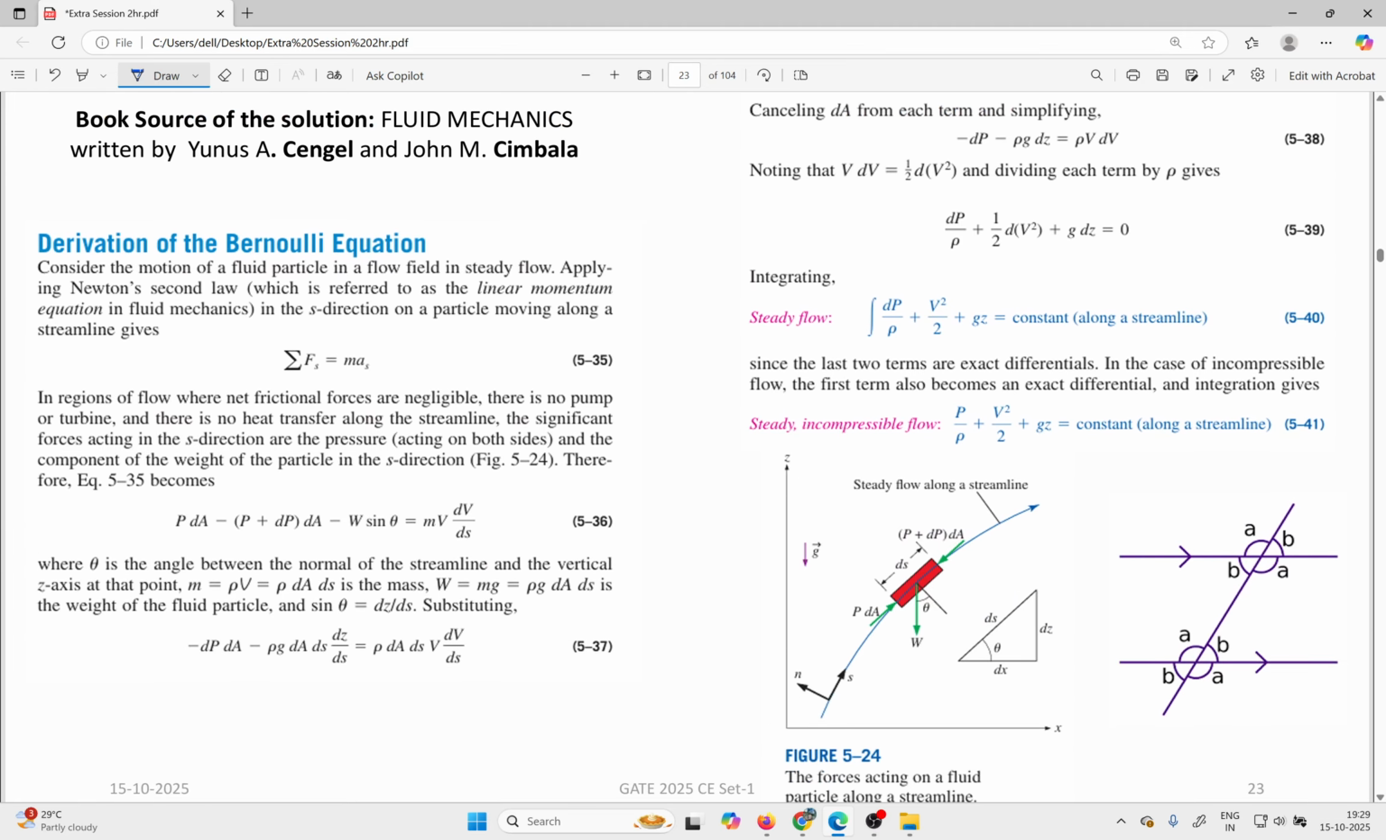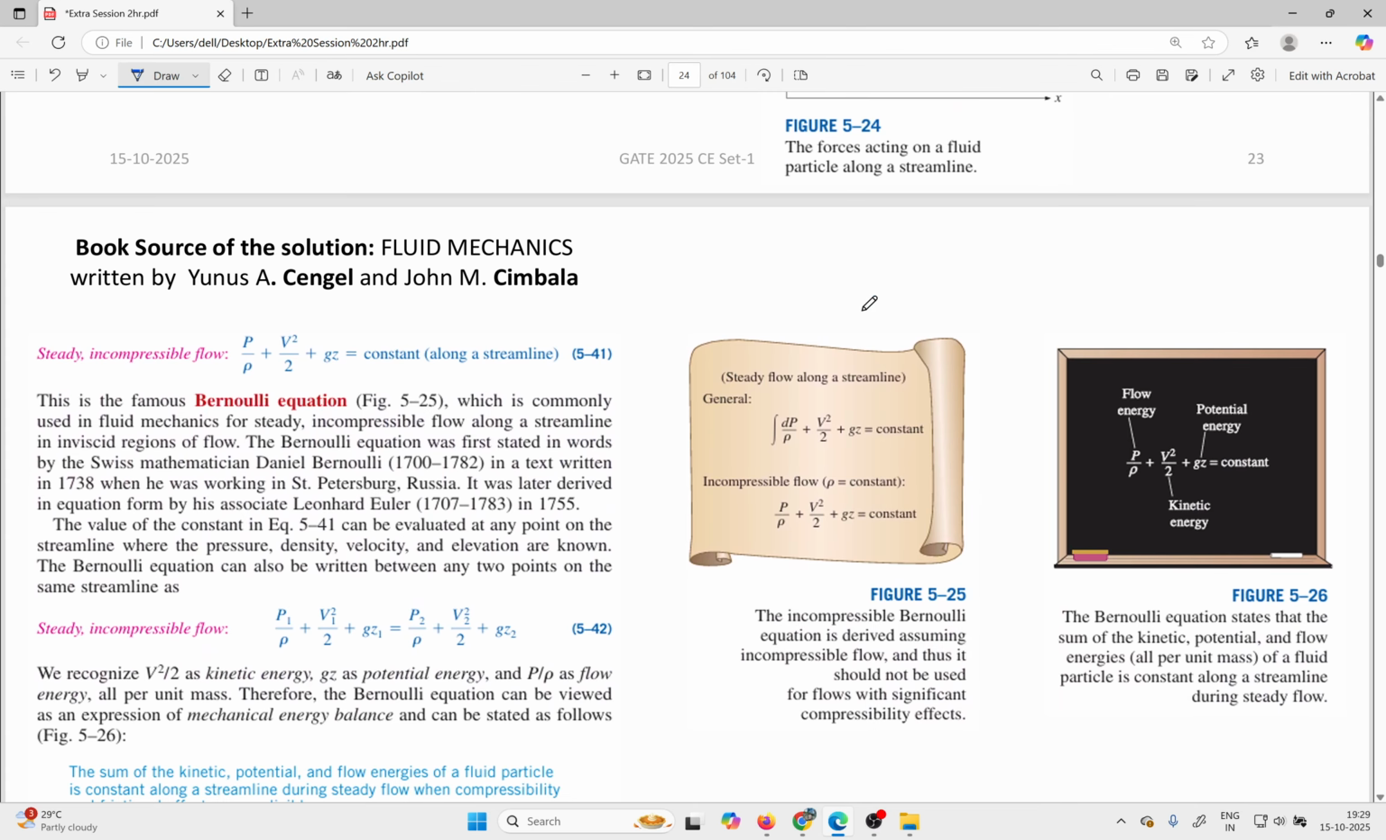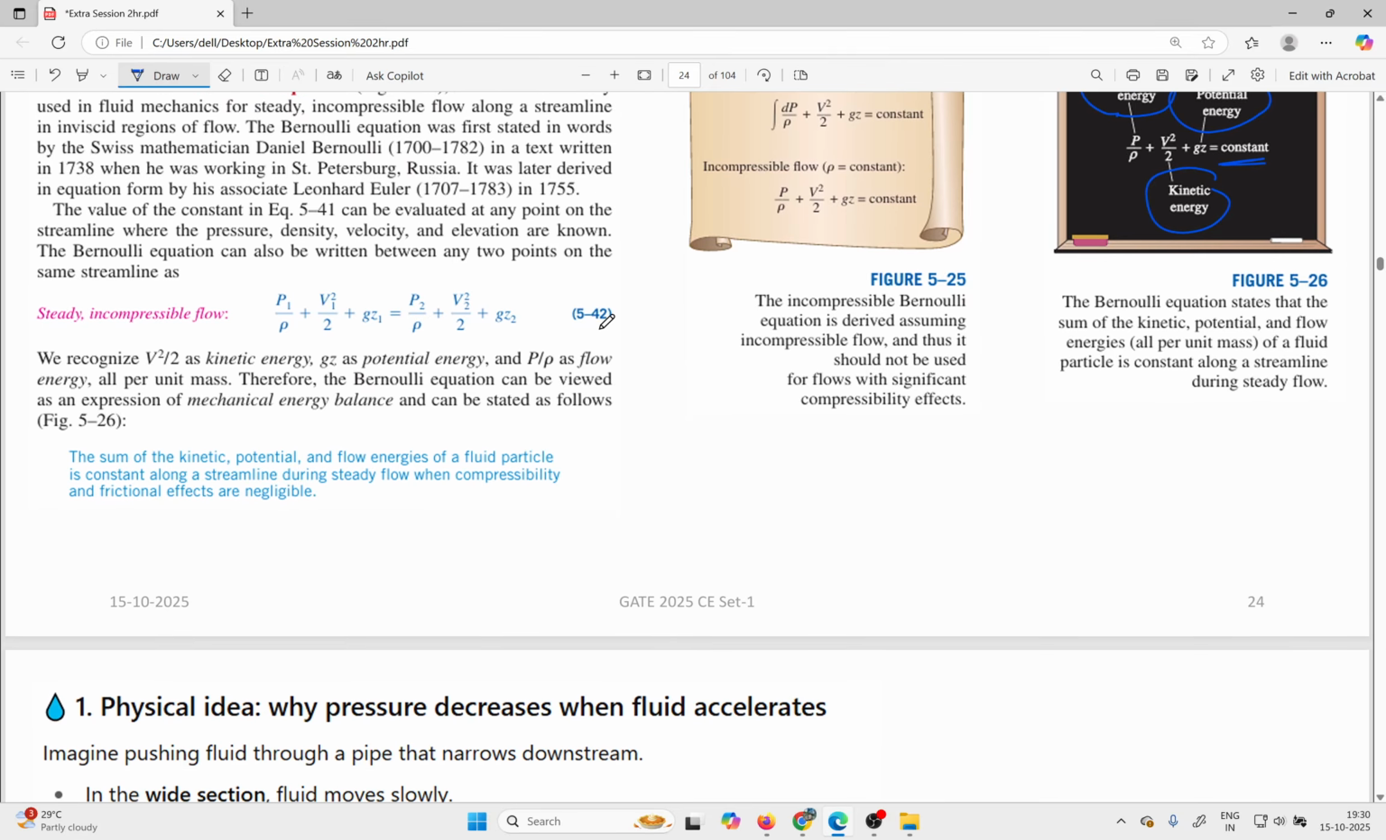Here is some derivation. You can see how Bernoulli's equation along a streamline is derived using Newton's second law. You can go one by one, and it is written in a very simple way. After the final expression, as you can see, this is your flow energy, then kinetic energy, then potential energy. The combination of all three is constant. So the final definition: the sum of the kinetic, potential, and flow energy of a fluid particle is constant along a streamline during steady flow when compressibility and frictional effects are negligible.